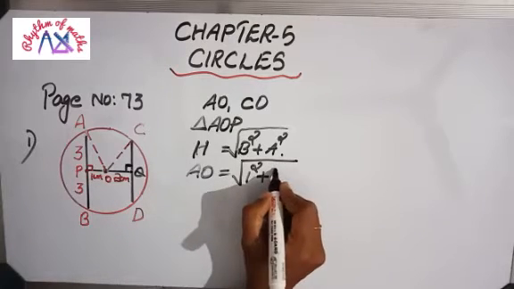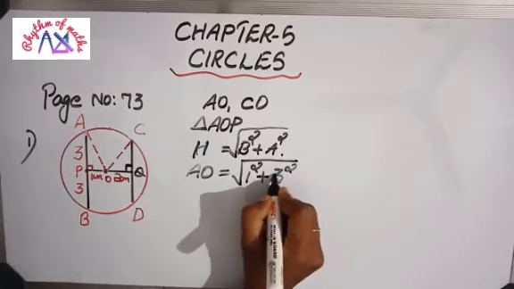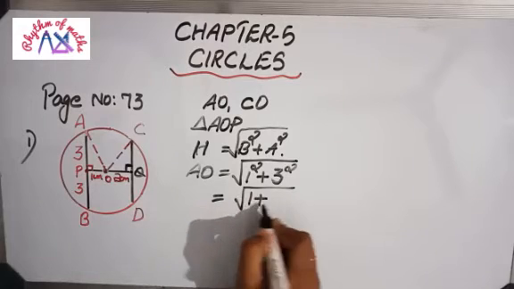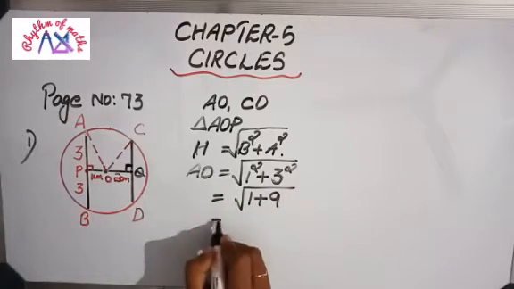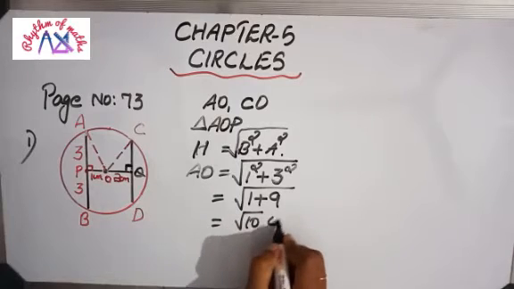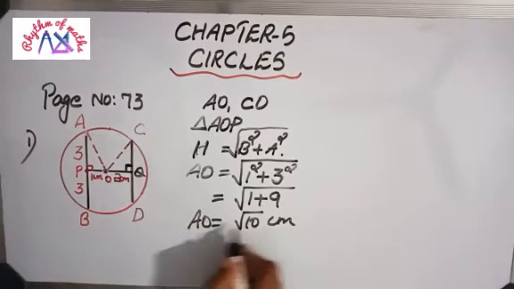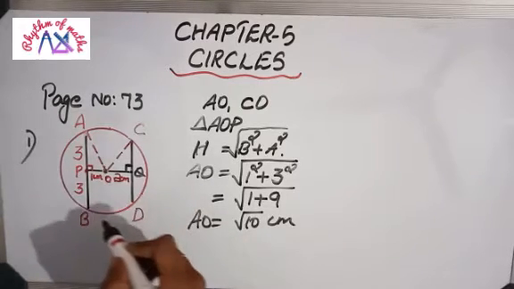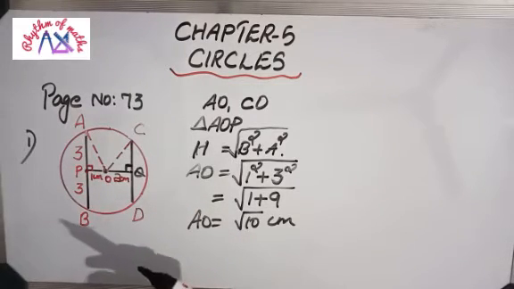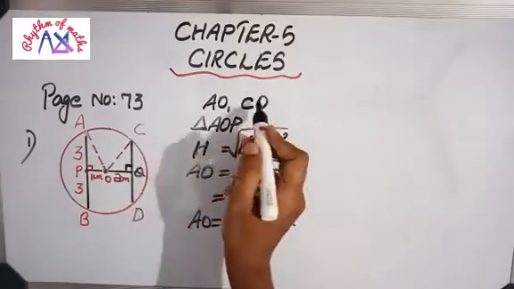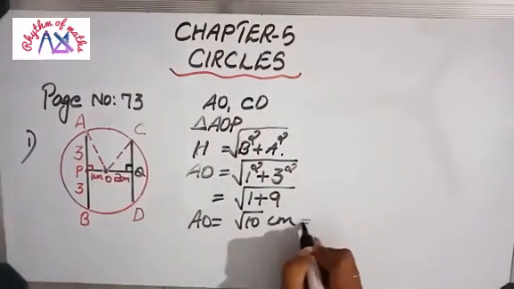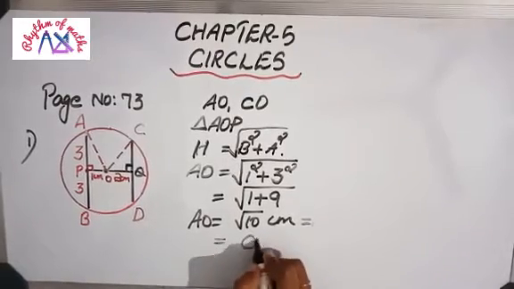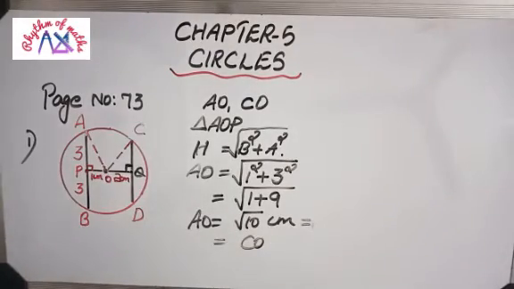So altitude is 3 square. So 1 square plus 3 square, 1 square is 1, 3 square is 9. That means root 10 centimeter is the radius. So AO equal to root 10 centimeter. For a circle, radius will be the same. That means CO is also equal to root 10 centimeter.